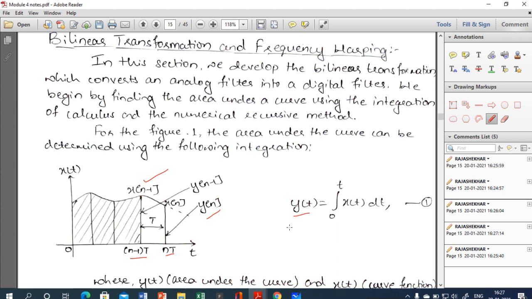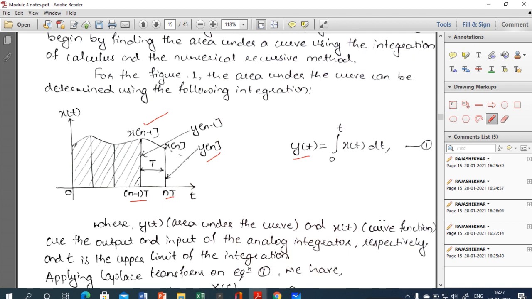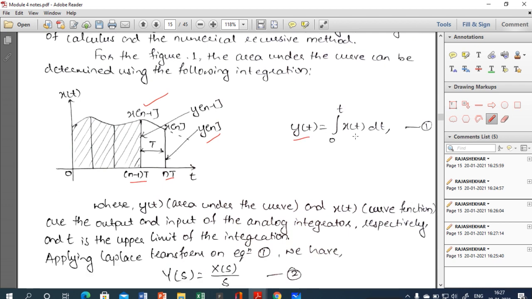Now, I have written this continuous signal which is sampled with a sampling period capital T, over the time period 0 to t. So here y of t equals the integration from 0 to t of x of t dt. We call it equation 1. I call x of t the curve function and y of t the area under the curve. So this is the total function which we are going to convert into digital.